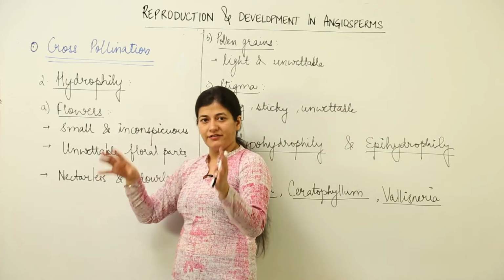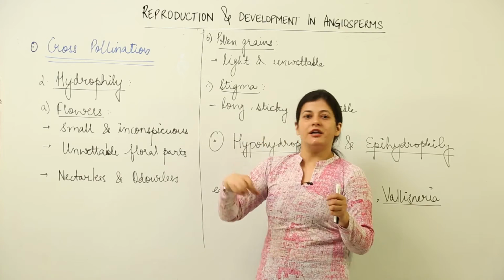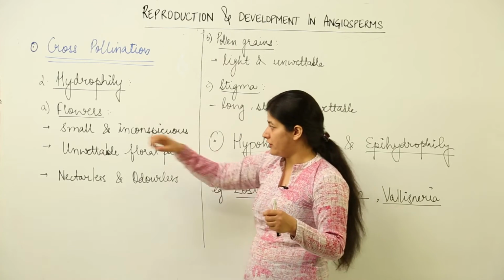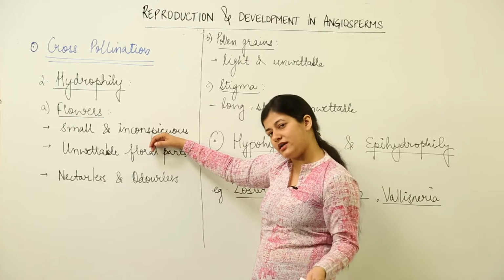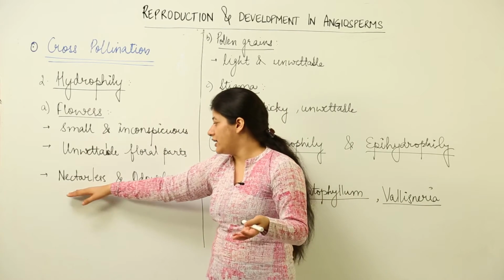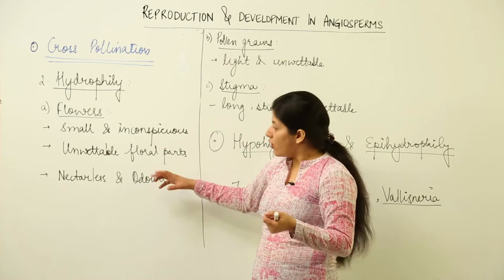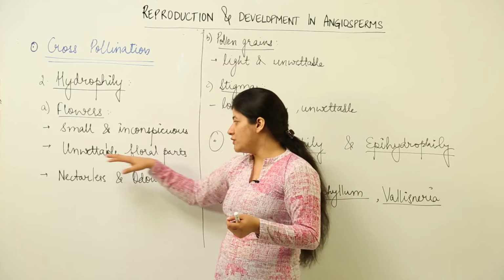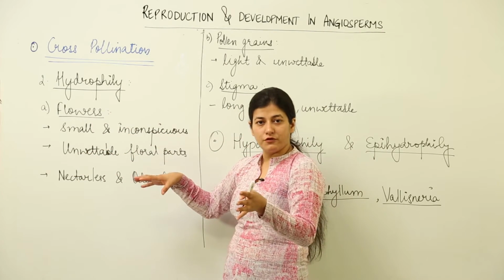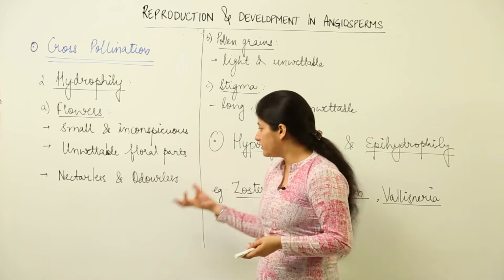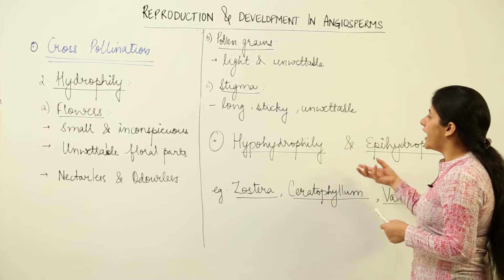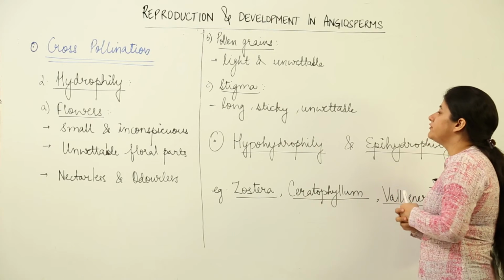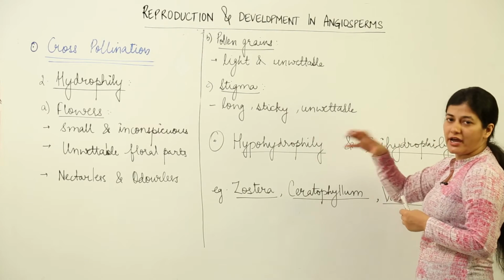Again over here we have an abiotic agency, so the flower need not look attractive. The flowers are often small and inconspicuous, they need not attract anything, so they would be nectarless and odorless. Also the flower would be unwettable with its different floral parts. They cannot be wetted with water, then only its sustainability within the water would be ensured and it would be possible for the flower to carry out hydrophily.